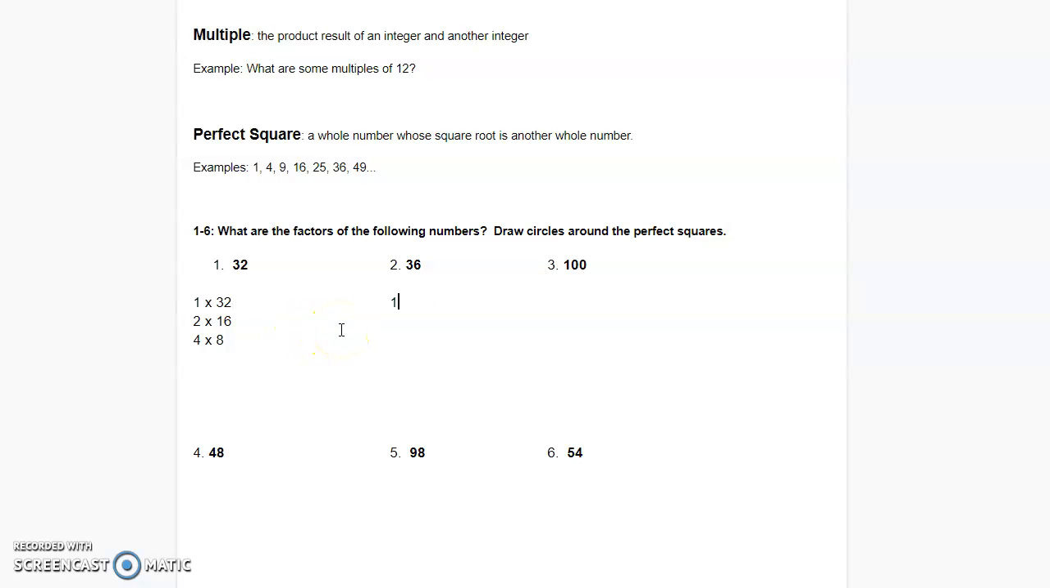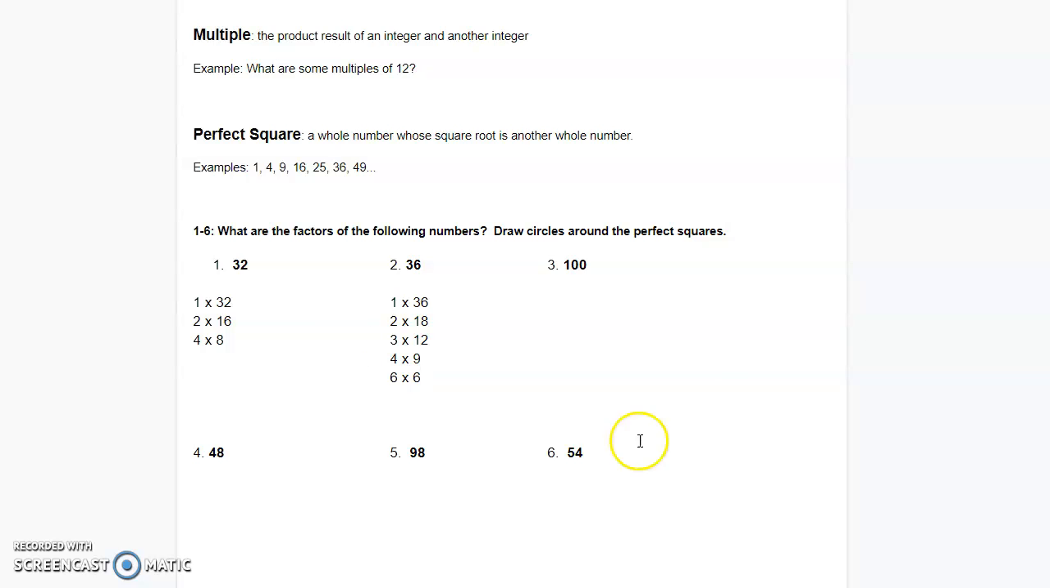All right, how about 36? Well, of course, 1 times 36. What else? Is it divisible by 2? Yes, it is 2 times 18. Is it divisible by 3? Look, it is. Is it divisible by 4? It is. Any more? Is it divisible by 5? No. Is it divisible by 6? Yes, it is, and then it's 6 times 6.